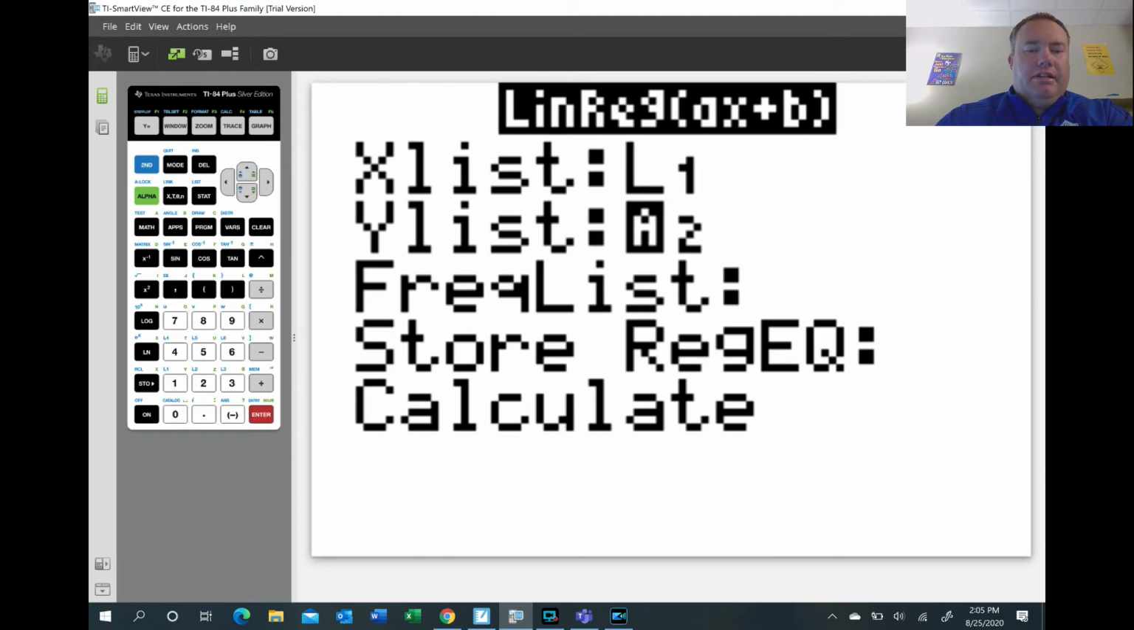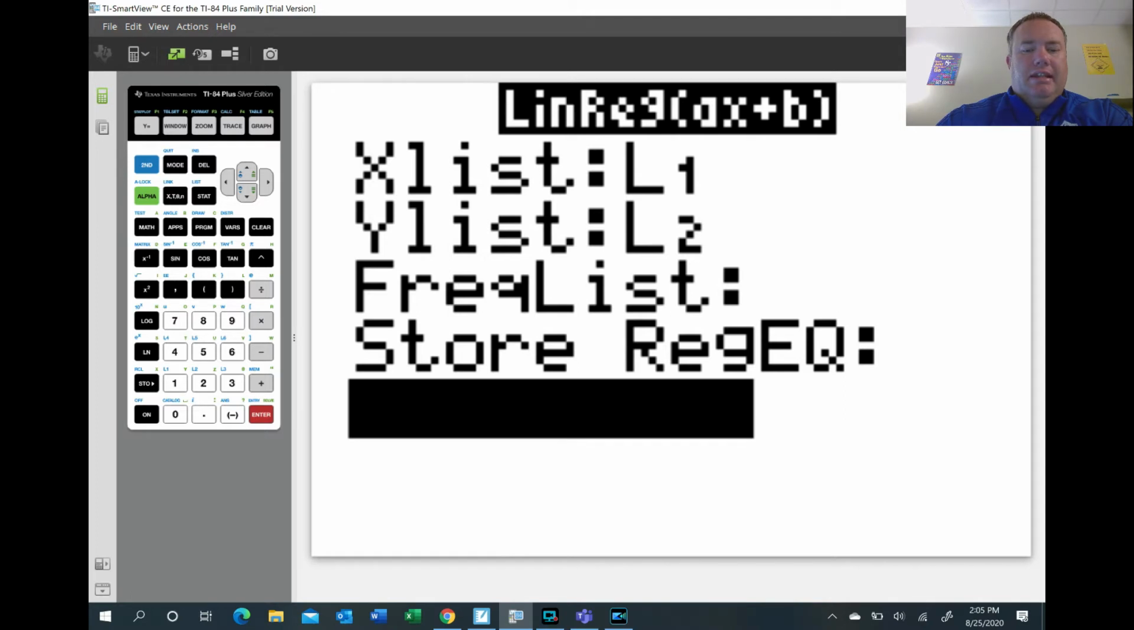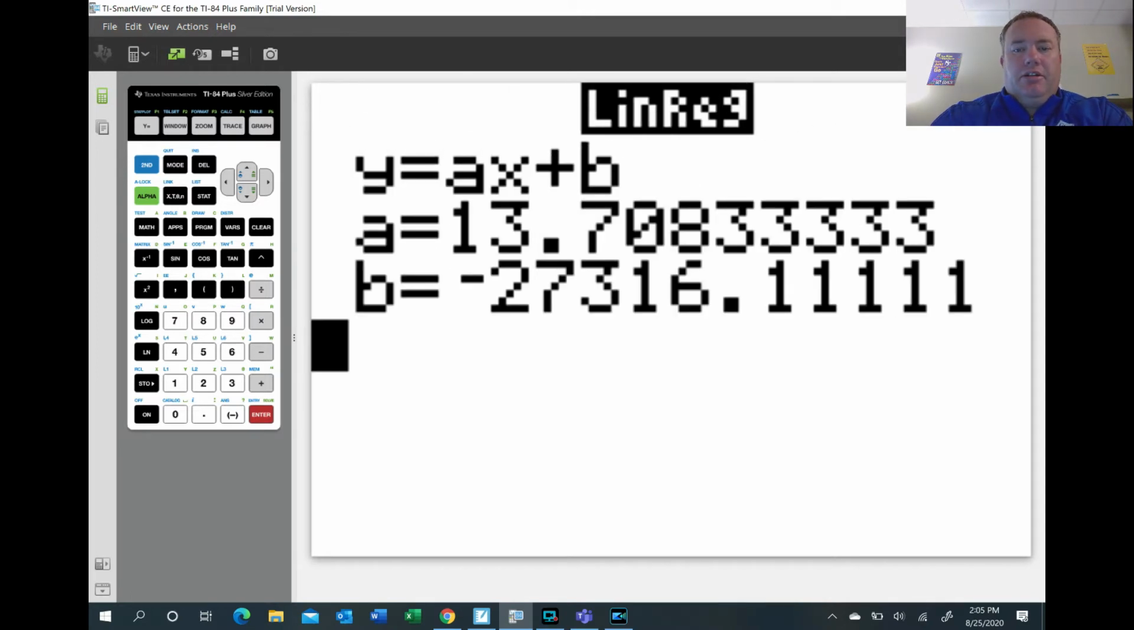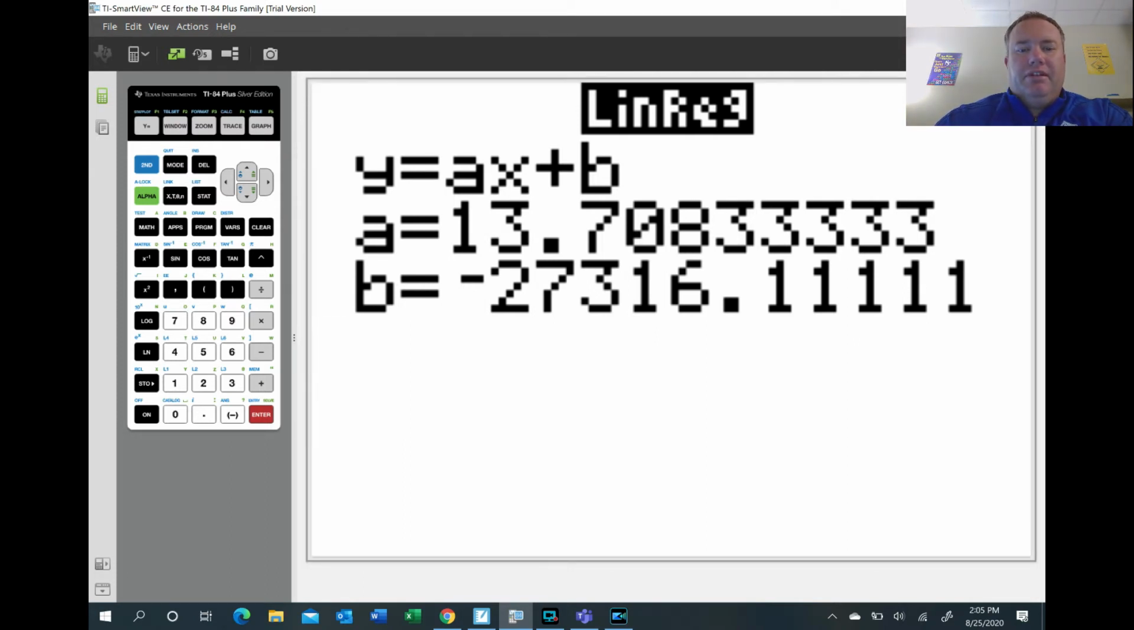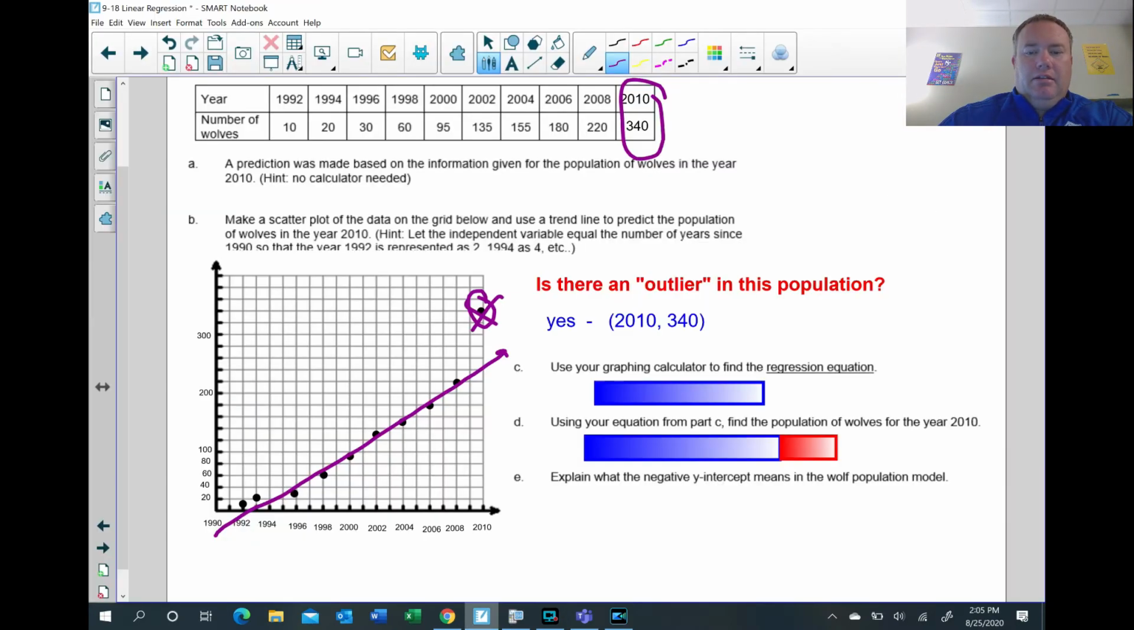Now you're going to keep pressing enter until you get down to calculate. And then once you get to calculate, press it one more time. Your calculator is going to think, and then this is going to show up. What this represents is the equation. The a is going to represent your slope, so about 13.7. The b is negative 27,316.1. Now, I would not want to figure that out by myself, which is why we have this linear regression. So you can take that information, plug it in, and now you have an equation.